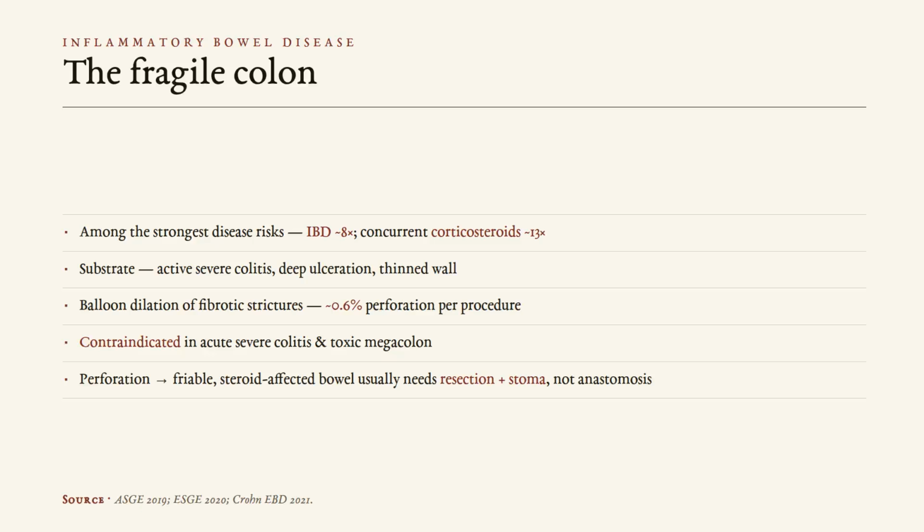Third, inflammatory bowel disease, one of the strongest disease-related risks. Colonoscopy in these patients carries roughly an 8-fold higher perforation risk and concurrent corticosteroids about 13-fold. The vulnerable substrate is active severe colitis with deep ulceration and a thinned wall, and fibrotic strictures subjected to balloon dilation, which carries a perforation rate around 0.6% per procedure. Colonoscopy is contraindicated in acute severe colitis and toxic megacolon. And when perforation complicates inflammatory bowel disease, the friable, steroid-affected bowel usually needs resection with a stoma, not a primary anastomosis.